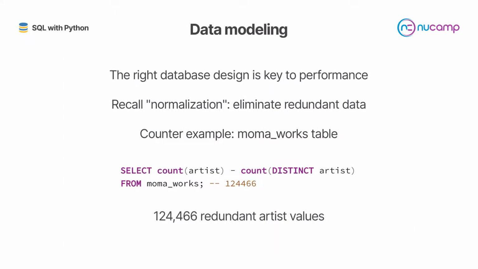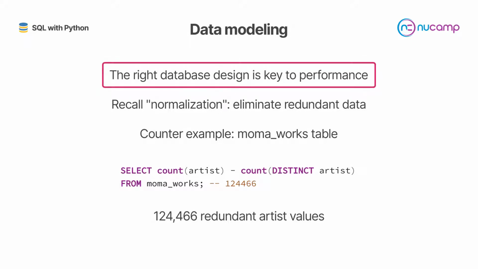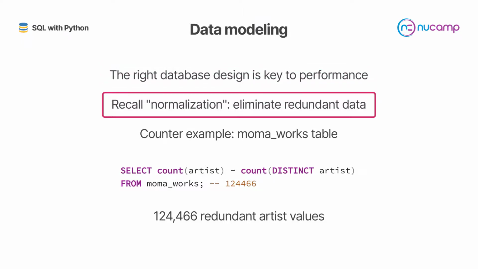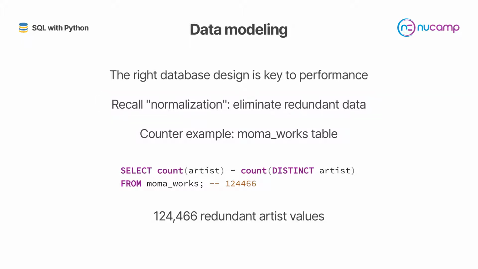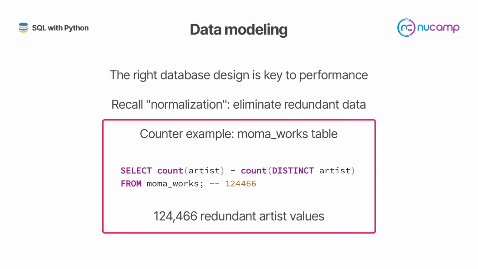One of the reasons we spend so much time on data modeling in week 1 is that having the right database design up front is key to high performance. Recall the concept of normalization. Entities should separate concerns in a way that reduces redundant data. The week 4 database is a perfect example of a non-normalized database.